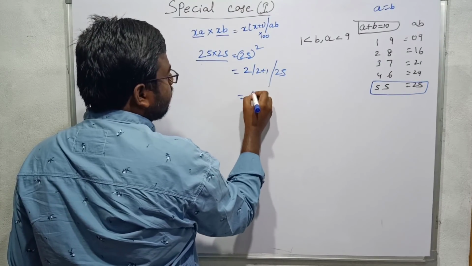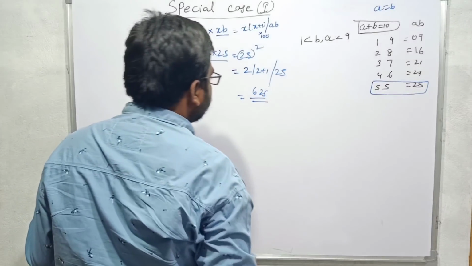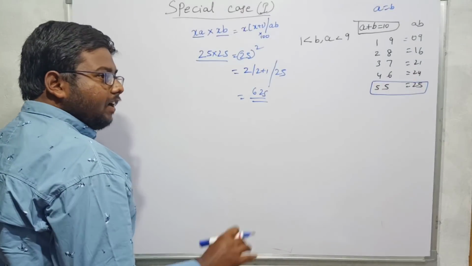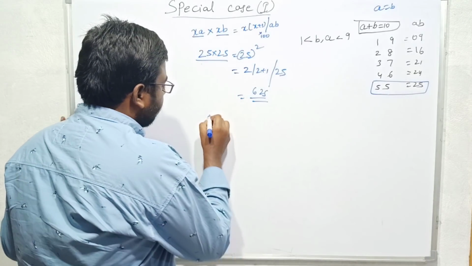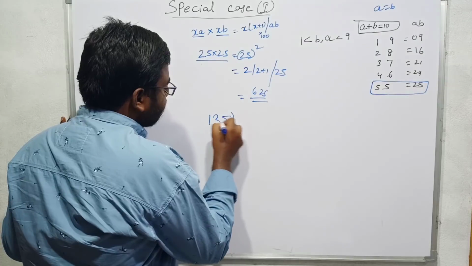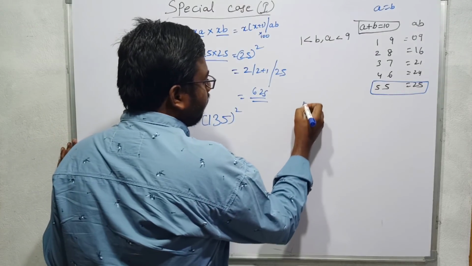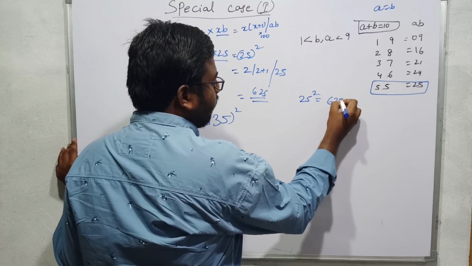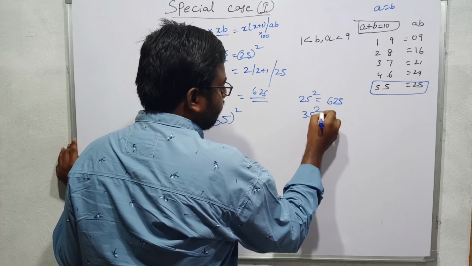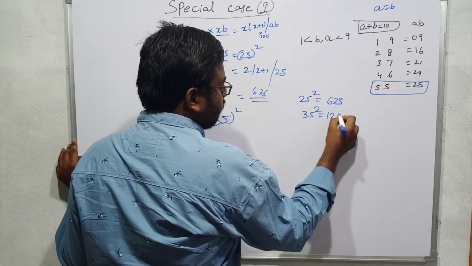That means 2 3s are 6, 25. So I can find the square of any number ending with 5 with the help of this. For example, 135 square. So let us see 25 square. The number after 2 is 3. 2 3s are 6, 25. The number after 3 is 4, 12, 25.